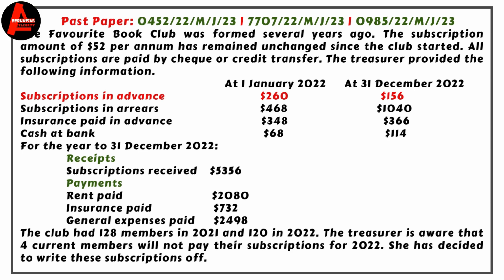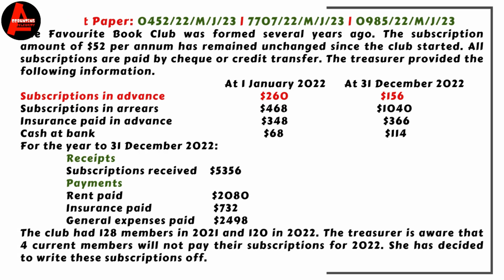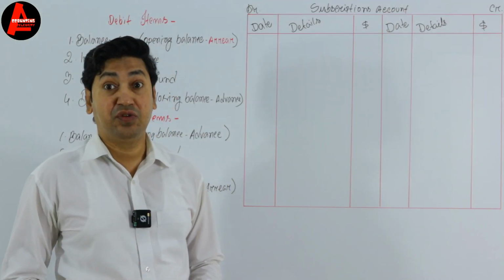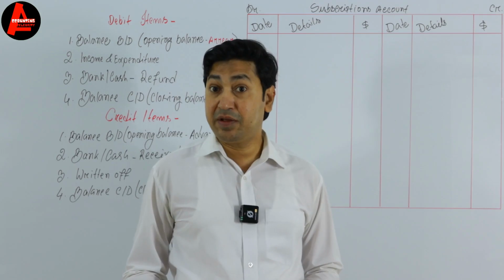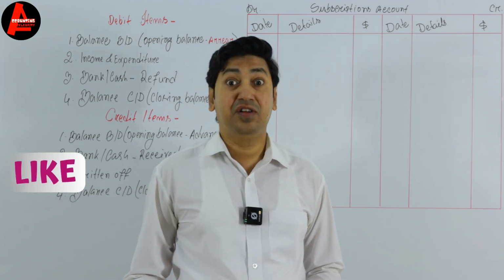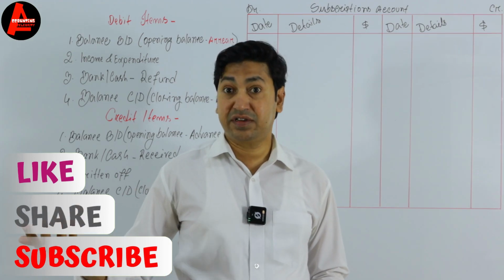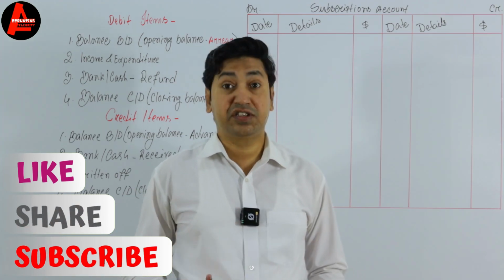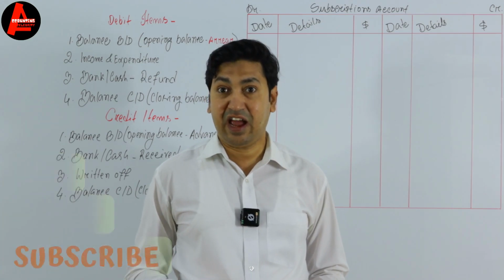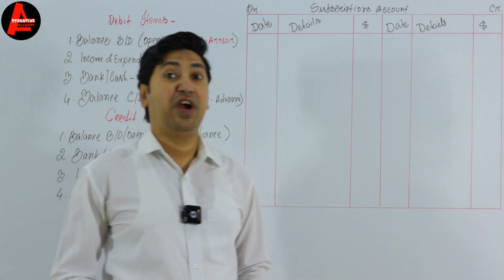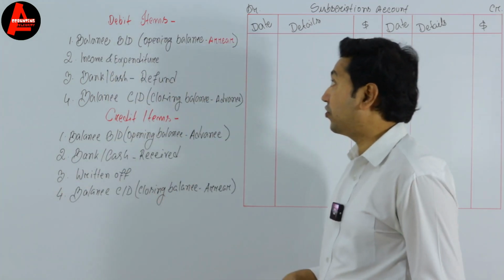On 1st January 2022, it is $260, and on 31st December 2022, it is $156. So now tell me where these two items appear. One is the opening balance, another one is the closing balance. So 1st January 2022 and another one is 31st December 2022. These two amounts are paid in advance. So now tell me where to write. So let us have a look at the note first of all.